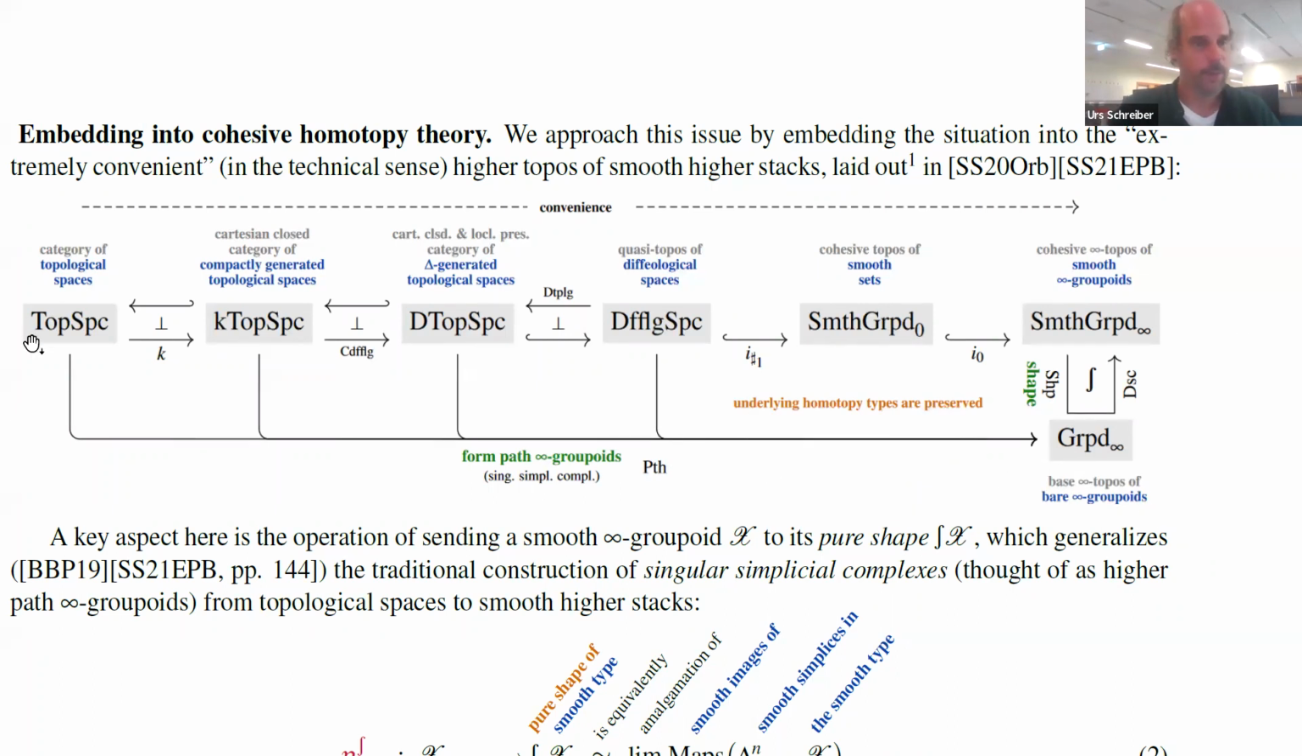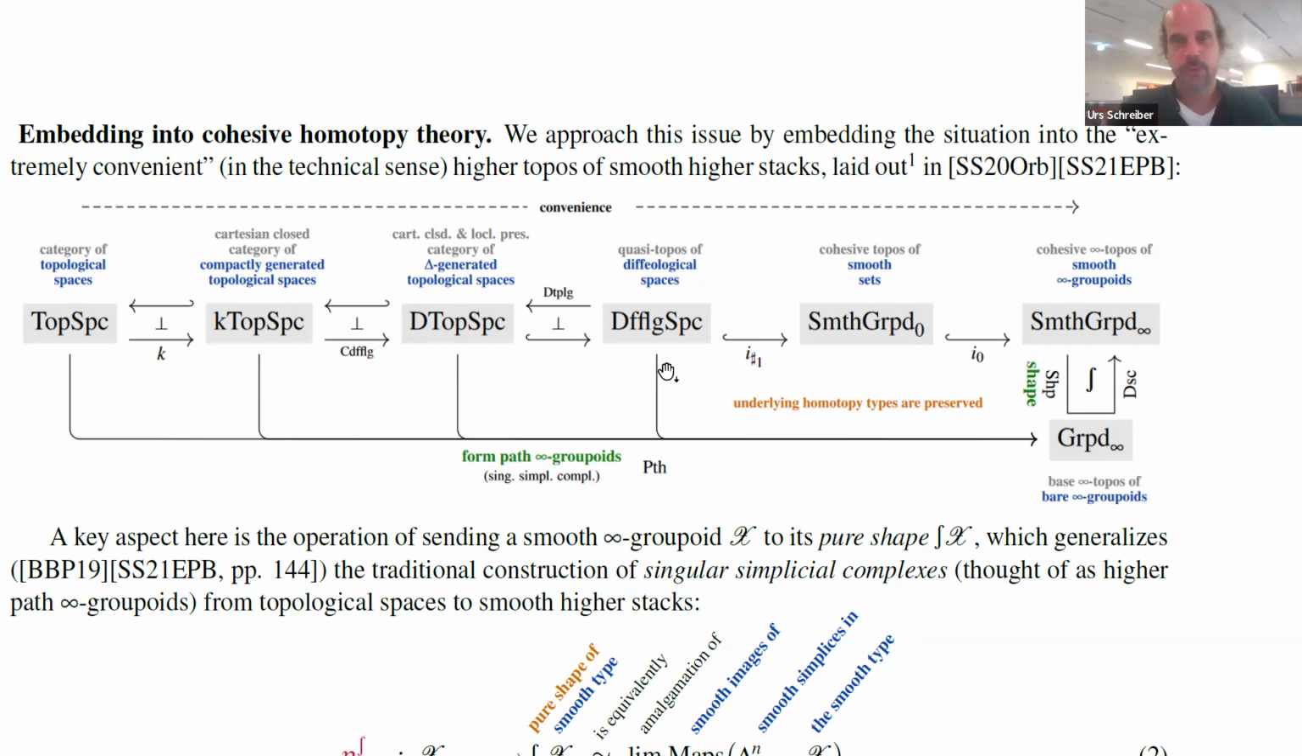The point now is that from all these categories, we have underlying functors that produce underlying homotopy types. So the familiar one, the classical one from almost 100 years ago or more, is the one that takes a topological space to its singular simplicial complex, which, if you apply the right Quillen equivalences, is the underlying path infinity groupoid of it. That construction extends, or rather immediately restricts, to k-topological and D-topological spaces.